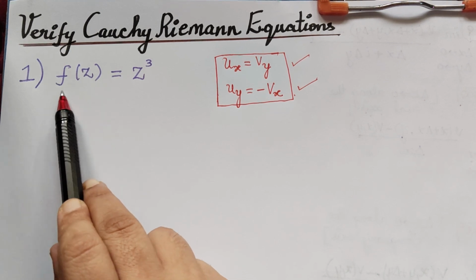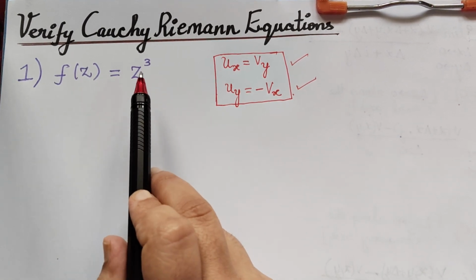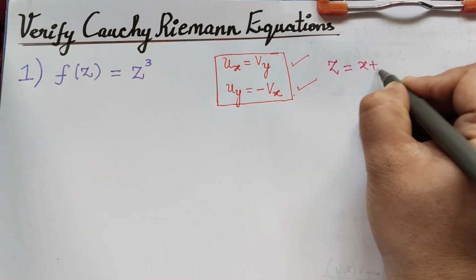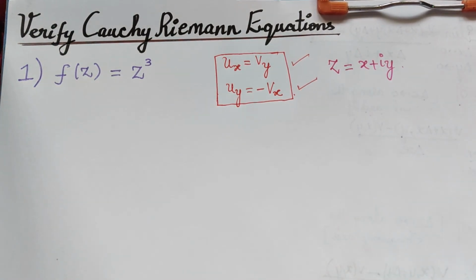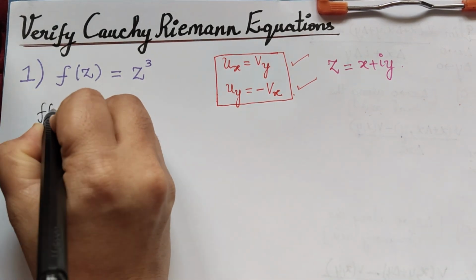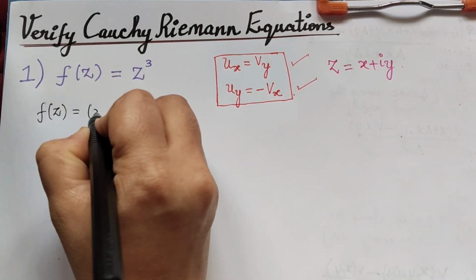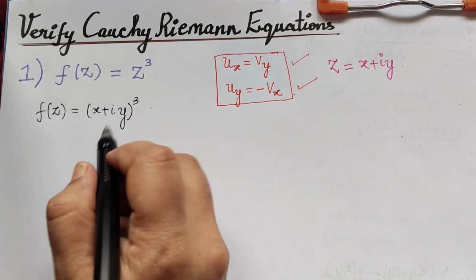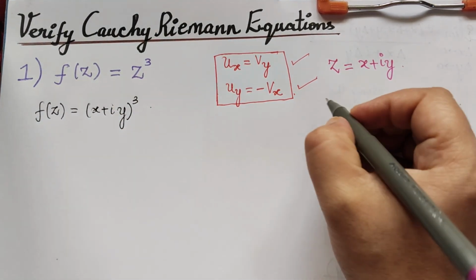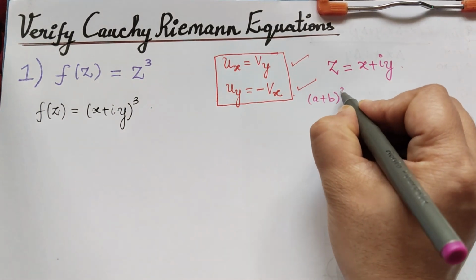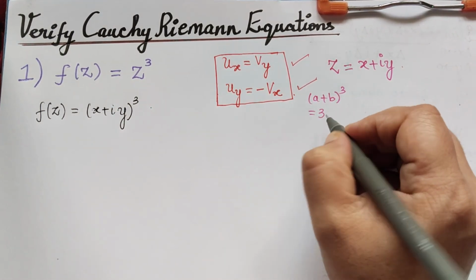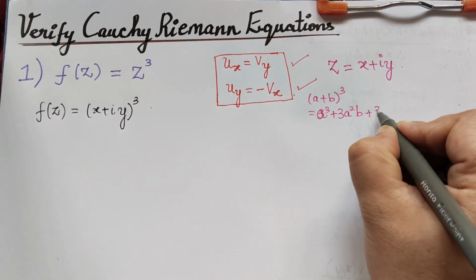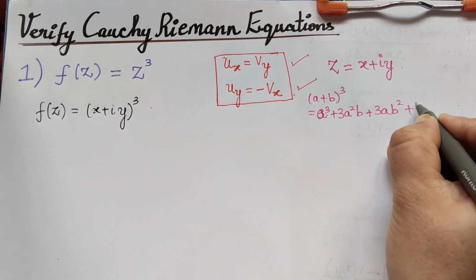Here the given function is f of z equal to z cube. We know that the complex variable z is equal to x plus iy. Now here we have f of z equal to z cube, which is equal to (x plus iy) the whole cube. Now we shall expand this by using the formula (a plus b) the whole cube, which is equal to a cube plus 3a square b plus 3ab square plus b cube.